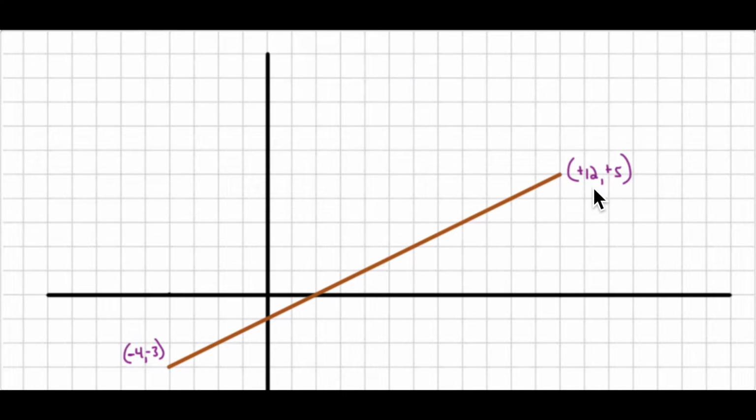So here's the positive 12. So this is 12 units along the x-axis. This is the x-coordinate, positive 12. And here's the negative 4. This is negative 4 units along the x-axis. So this is the x-coordinate, negative 4.